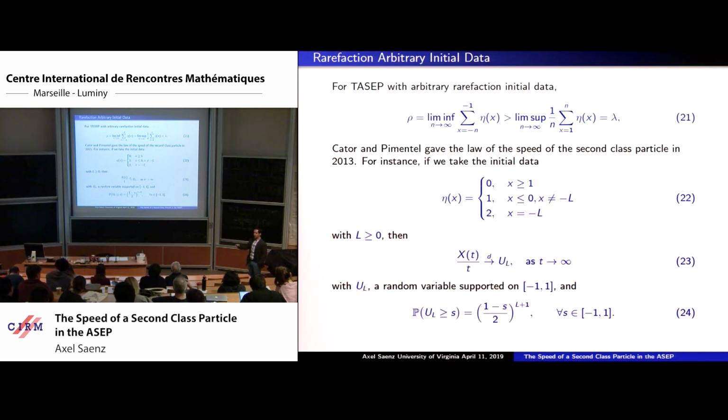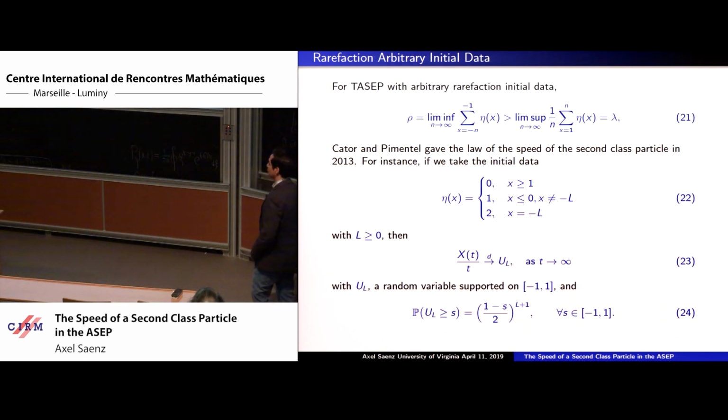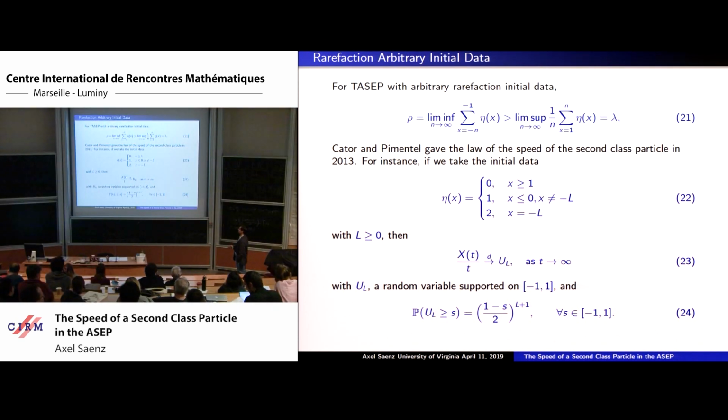And they give a specific construction, which is made up of a random walk whose steps are built out of some exponential random variables that they construct explicitly. And in the interest of being concrete, I consider this special case where I have no particles on the right-hand side, and on the left, I'm going to have all class 1 particles, except that L sites away from the origin, I'm going to put my second class particle.